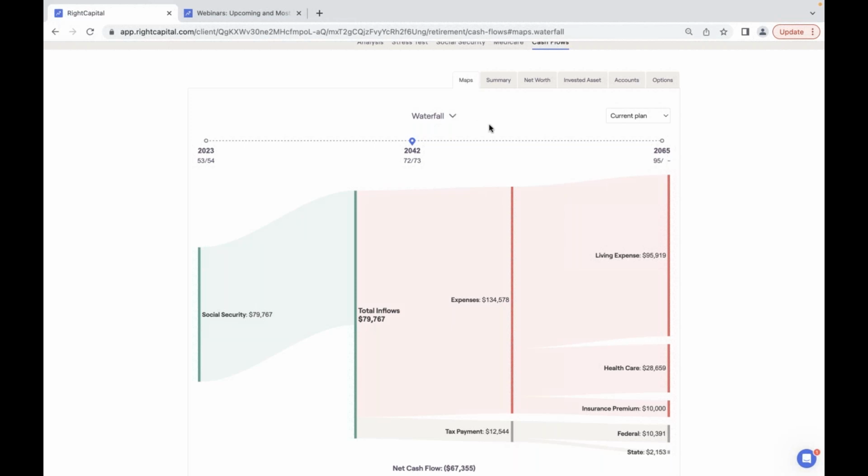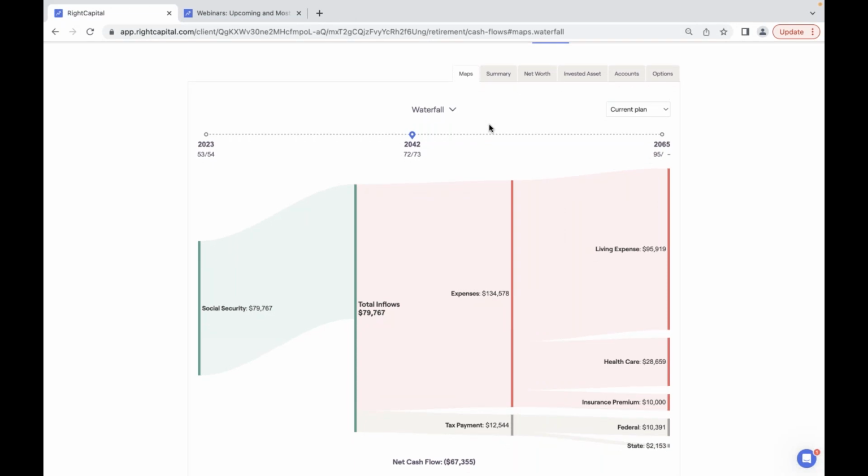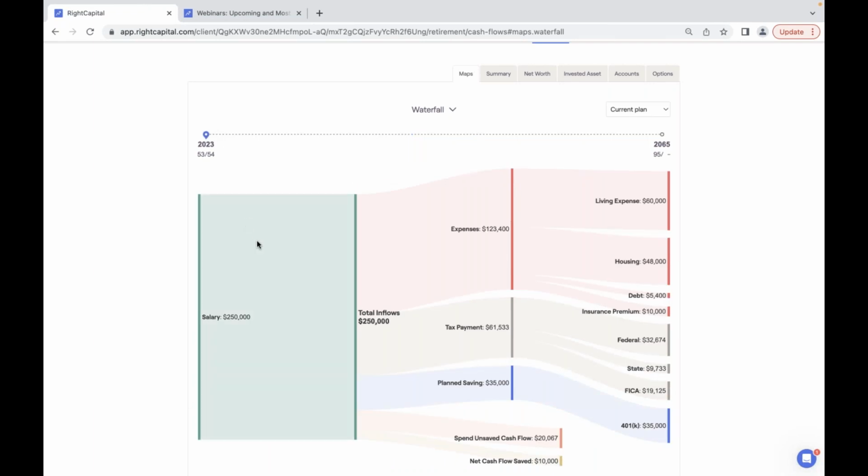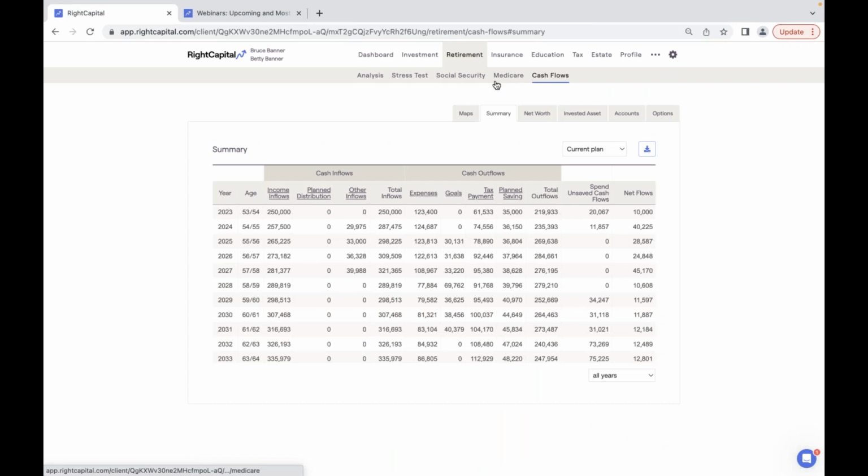These allow us to see Sankey style charts, which tell us, for each year of the client's life, what their income total looks like, what it looks like for their expenses, tax payments, and planned savings, what the breakdown of each of those looks like over time, and maybe any excess cash flows in the plan. So this is the new visual for us, and we're going to talk through it in detail. But to make this make a little more sense, we're going to look together at the actual summary of cash flows.